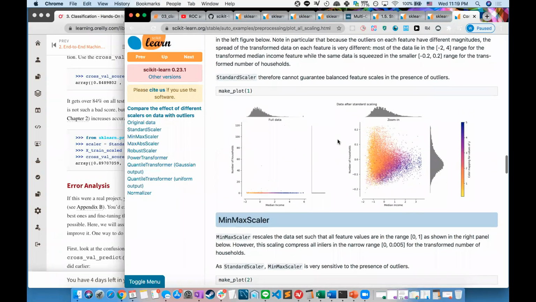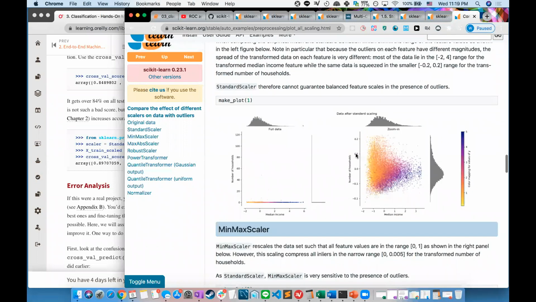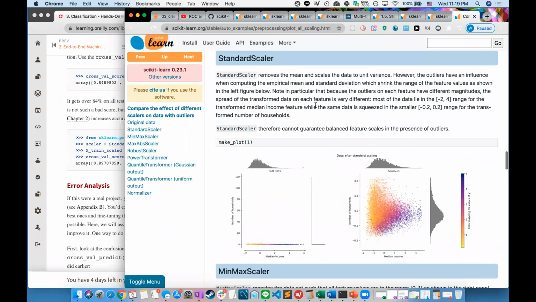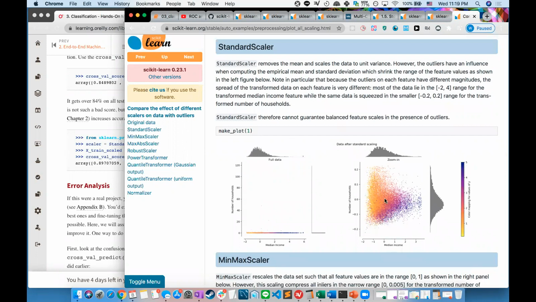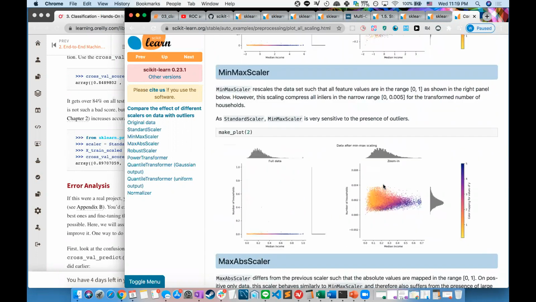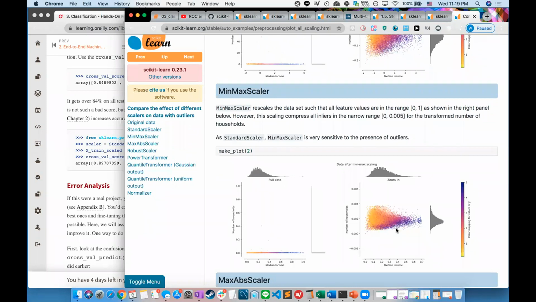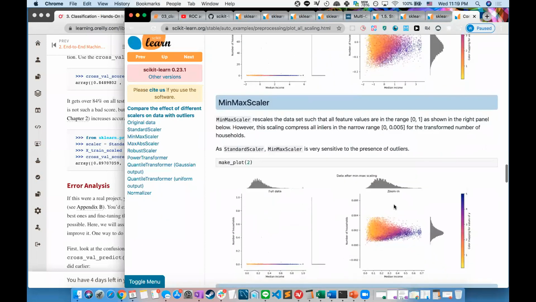I have a visualization to compare the standard scaler and min-max scaler. This is the data after standard scaling with median income and number of households. And look at how it compares to the min-max scaler; this is the data after min-max scaling. Pretty interesting.